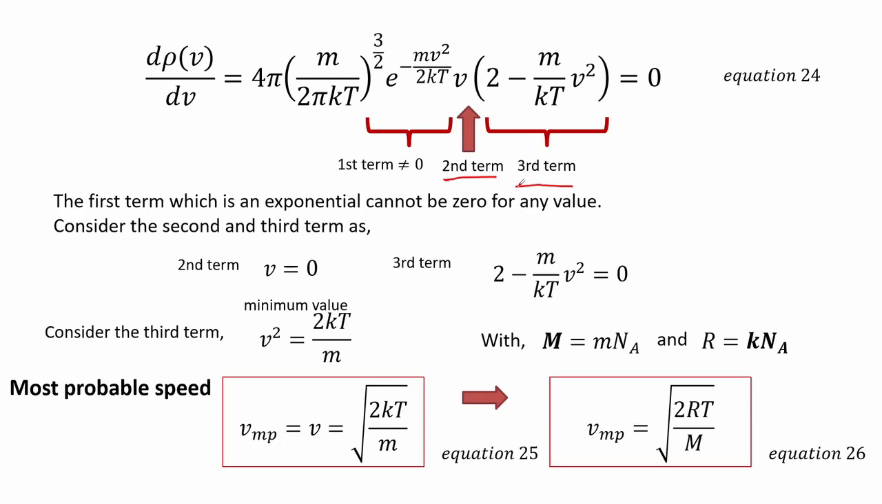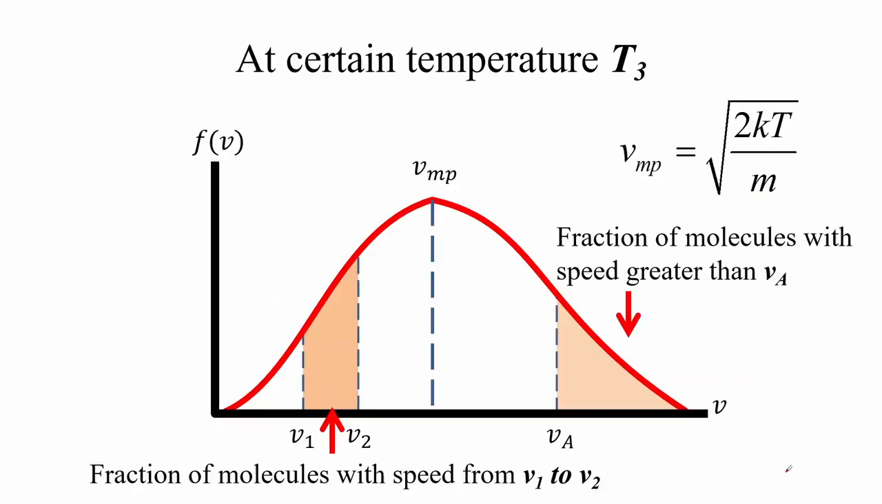A speed equal to 0 would be the minimum value of the Maxwell-Boltzmann distribution. So we consider the second option and we get equation 25, the formulation for the most probable speed. We can rewrite this in terms of the gas constant, shown in equation 26. At high temperatures where the graph flattens, the value of the most probable speed is roughly around the middle of the graph.